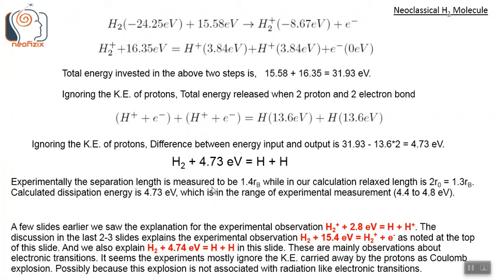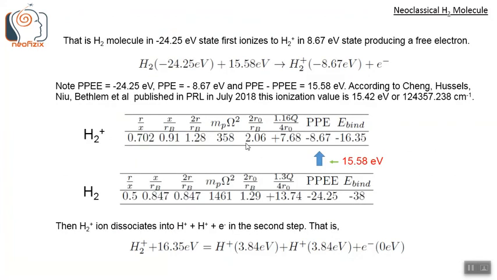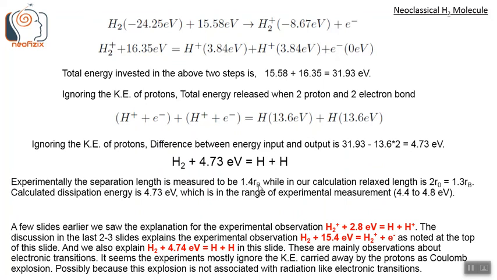Experimentally, the separation length is measured to be 1.4 Rb. While in our calculation we saw in the previous table, the relaxed length 2R0 is 1.3 Rb, which is pretty close to the experimentally measured bond length. And also the calculated dissociation energy, which is 4.73 electron volts shown here, is within the range of the experimental measurement. In the experimental measurement, we see a wide range from 4.4 to 4.8 electron volts for this particular reaction. And we are close to the higher end of this, but we are well within the range.